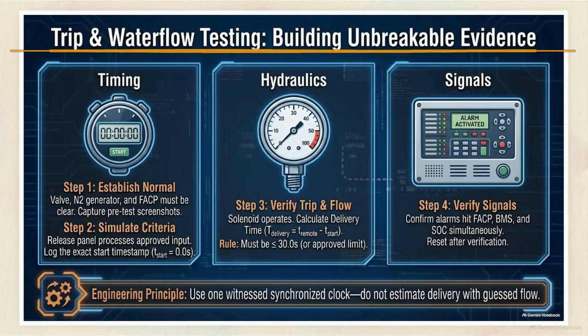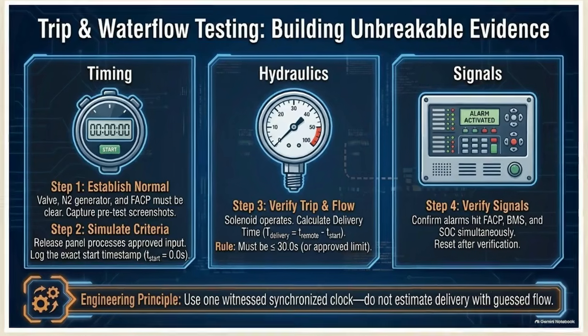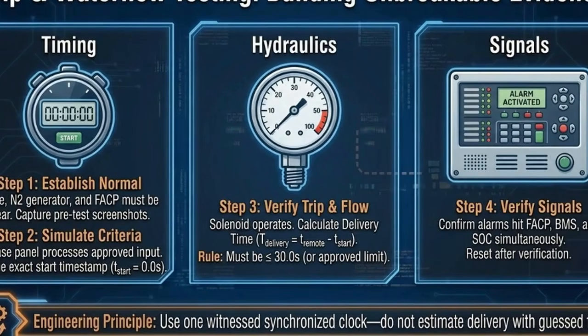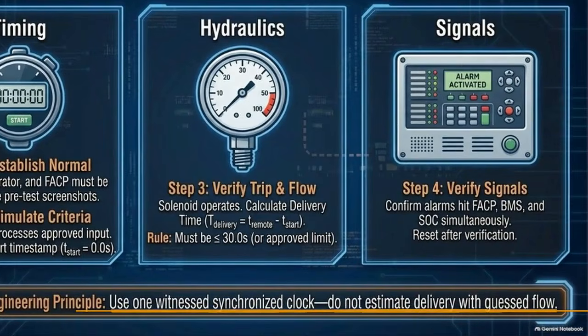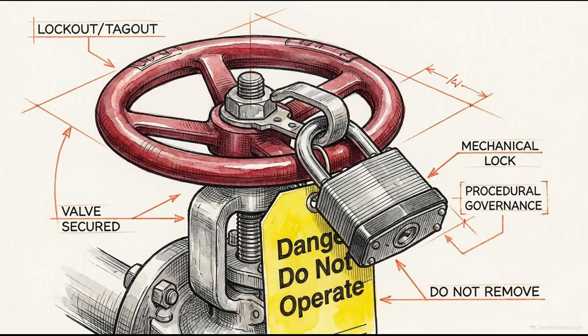Trip and water flow testing provide the timing, hydraulic, and signal data required to verify system readiness. The system must meet strict hydraulic thresholds, typically requiring water delivery to the remote test connection in 30 seconds or less. Verification requires using a single synchronized clock to confirm that signals are received at the fire panel, the BMS, and the SOC simultaneously. Maintaining this level of readiness over the system's lifecycle requires strict governance during maintenance and repairs.